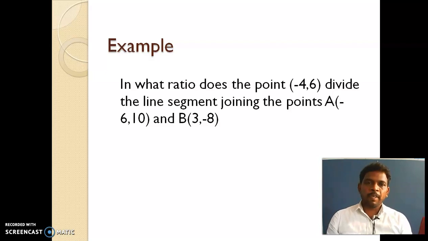The previous one asked us to find the coordinate point which divides the line segment in a particular ratio, but here we are going to find only the ratio, because the coordinate point which divides the segment is already given. So let us see the solution video now.